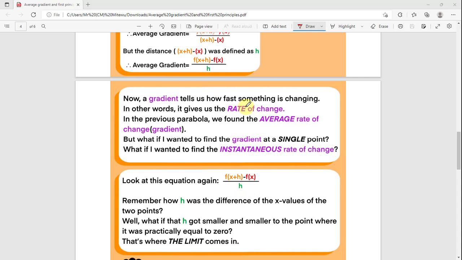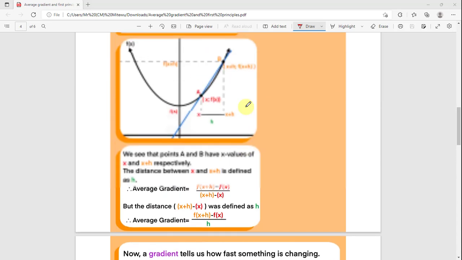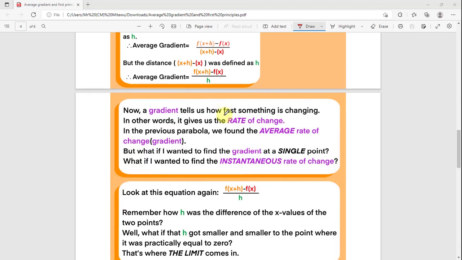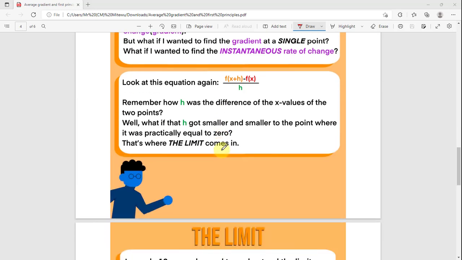In the previous parabola, we found the average rate of change. But what if we wanted the gradient at a single point? Over here, there was a distance of h. What if I just wanted the gradient at a single point? So I don't want a distance of h whatsoever. I just want it at a single point. How do I find the instantaneous rate of change? So let's look back at this equation.